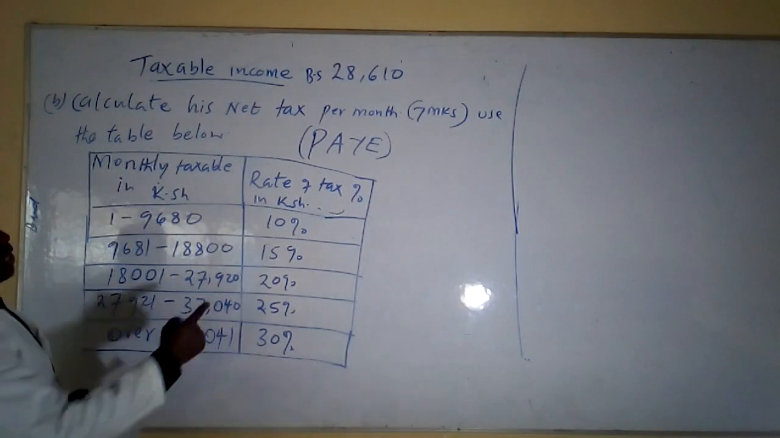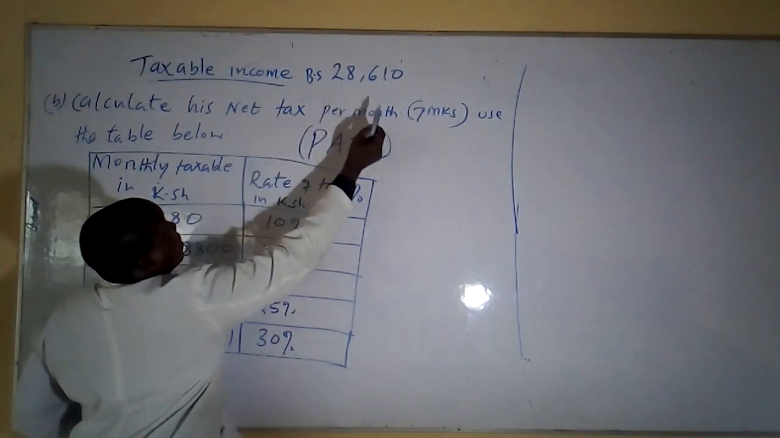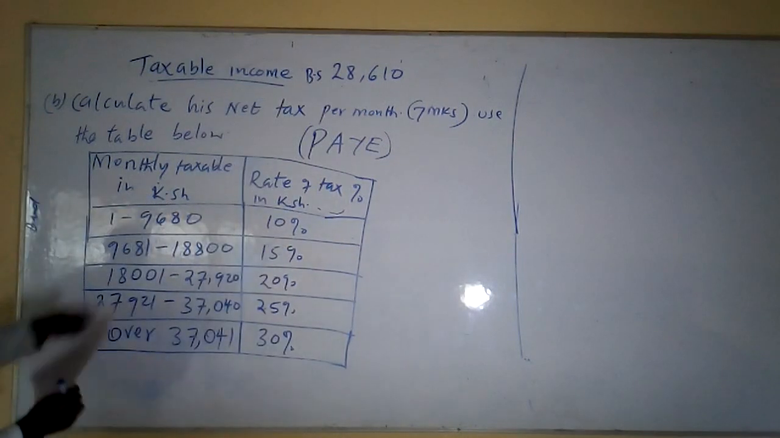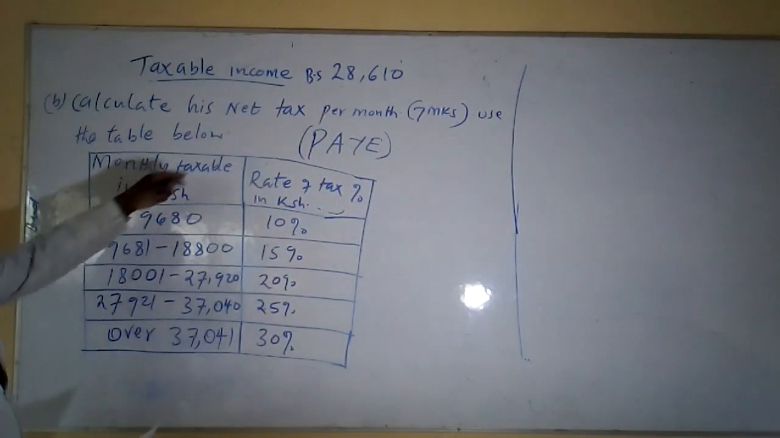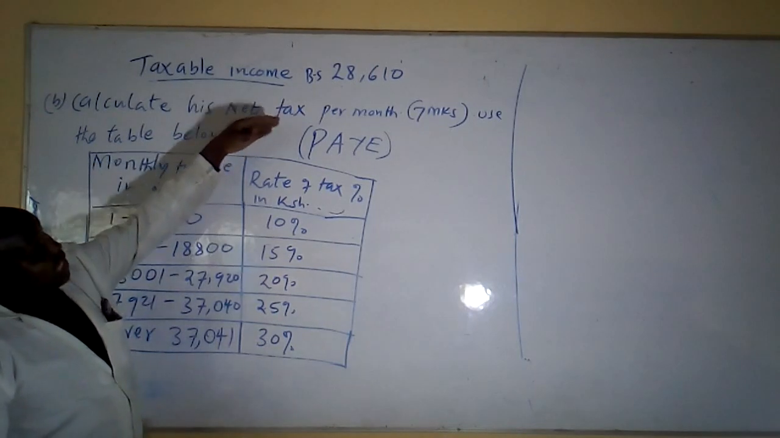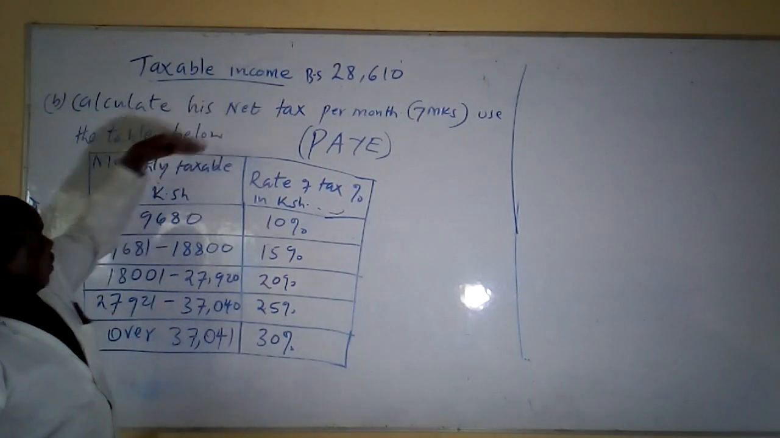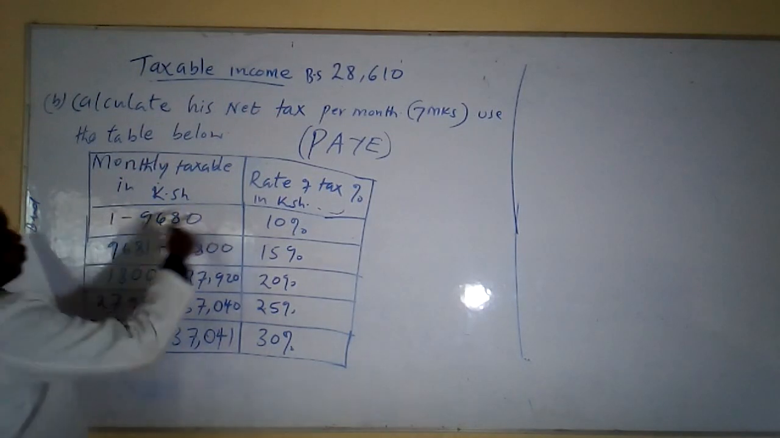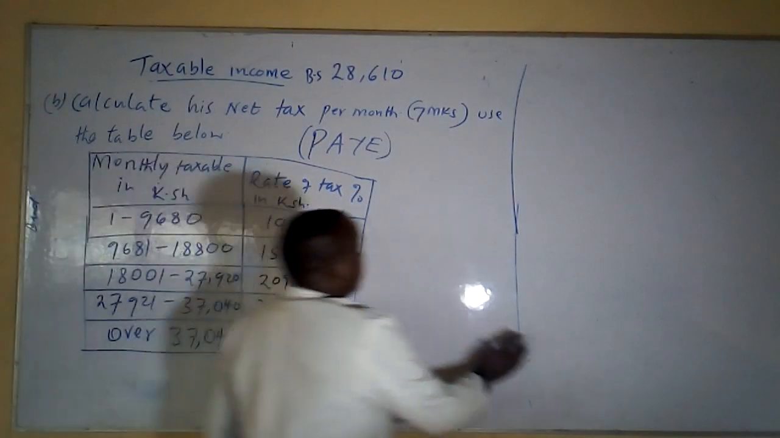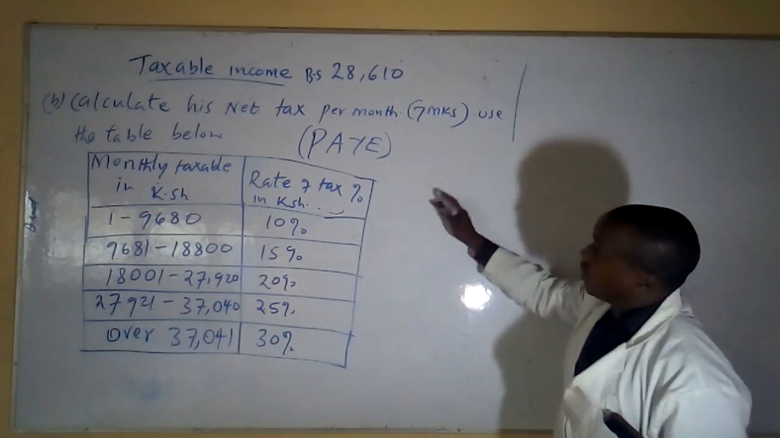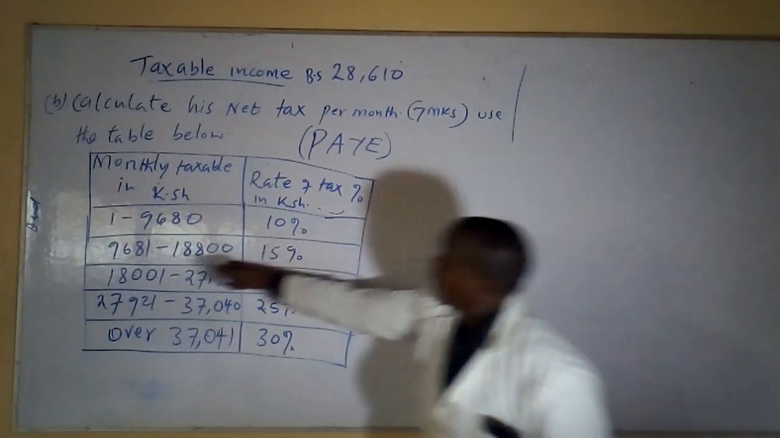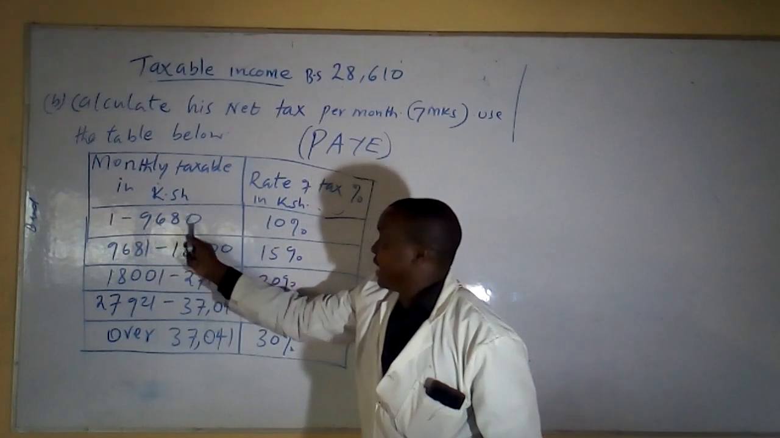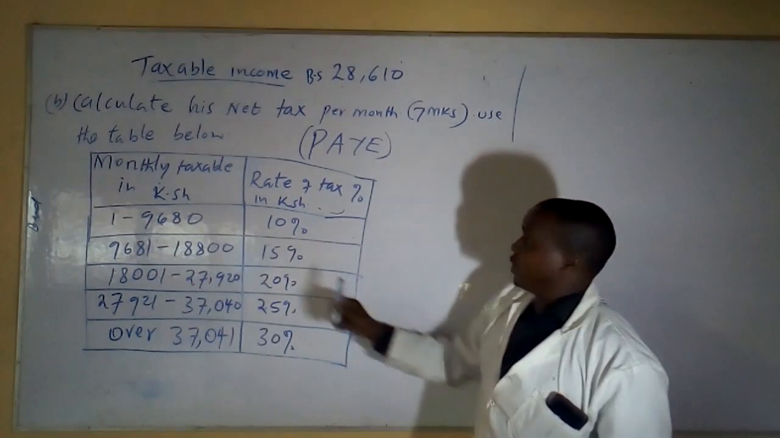Remember, our taxable income is Kenya shillings 28,610. So we start by using the first band, because we know our taxable income is more than 10,000. So we will start here. Any Kenya shillings from 1 up to 9,680 is paid 10%. So we write that.